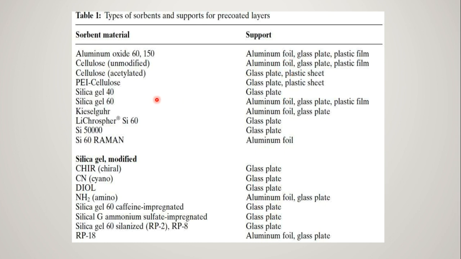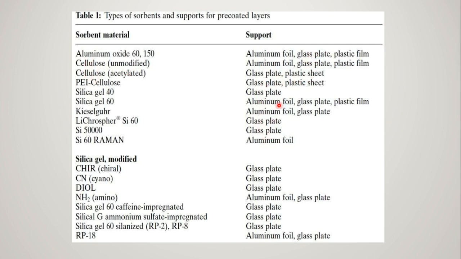So here an example table is shown of the commercially available materials which can be applied directly for this experiment. Here support materials are shown. Aluminum foils could be used, glass plates or glass slides could be used, plastic films or plastic sheets could be used. These plastic sheets or aluminum foils are generally flexible in nature compared to glass plates.